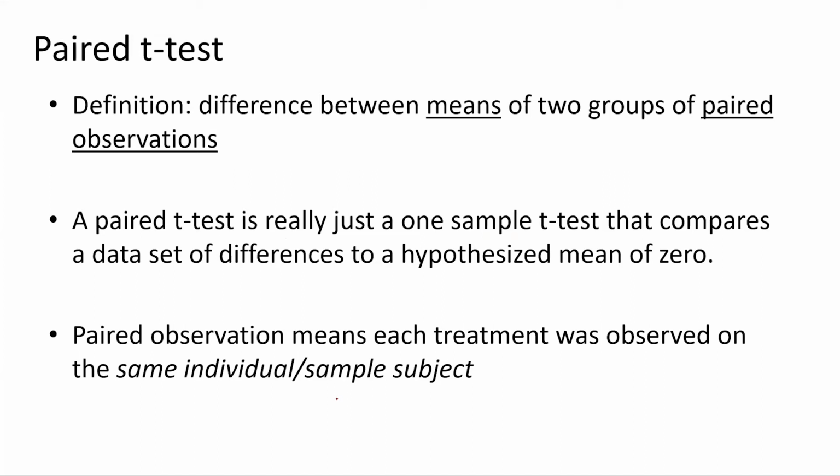That's because we're actually comparing our set of differences to a hypothesized mean of 0, right? If there is no difference between before and after a surgery, the difference between before and after is 0. So we compare our calculated difference between before and after, or group 1, group 2, before treatment, after treatment, to 0. And remember that the observations for each treatment are observed on the same individual or sample subject, or related individuals.